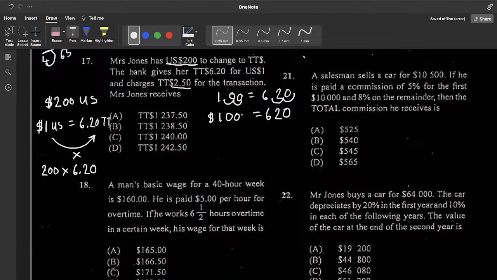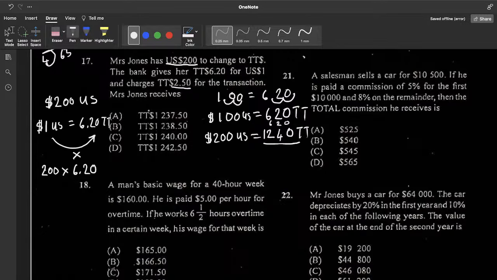So if 100 US is 620 TT, how much do you think 200 would be? All we have to do is double this. So if we double this, we'll say $200 is equal to double this. So 0 plus 0, 0, 2 plus 2 will give us 4, because I'm adding 620 twice. And 6 and 6 would give us 12. Now 1,240 TT is equal to 200 US.